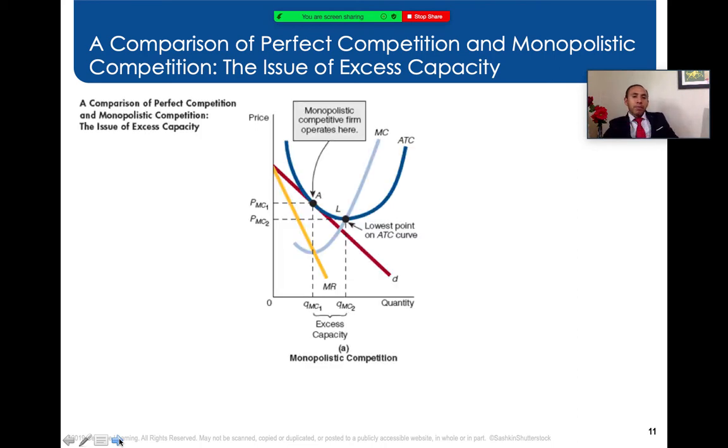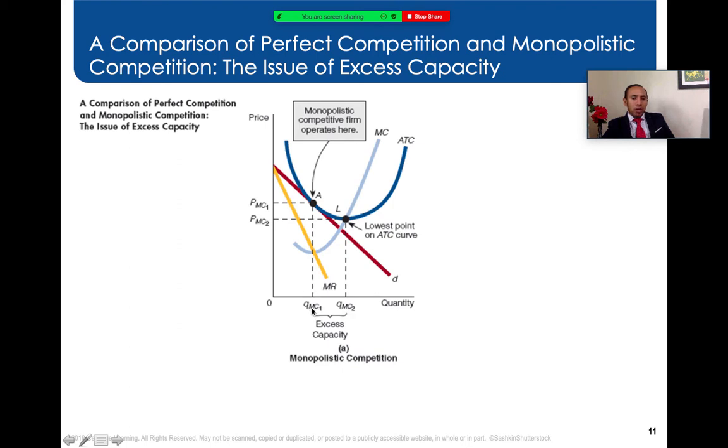The excess capacity can be explained with this graphical illustration model. So let's take a look at the issue of excess capacity in comparison to the previous model, and also with the perfect competition framework. Our average total cost here is U-shaped, downward sloping, and then it increases after point L. We have our downward sloping demand curve for the consumer. We have a downward sloping marginal revenue curve, and where marginal revenue intersects marginal cost, the firm produces a quantity, monopolistic competitor, QM.